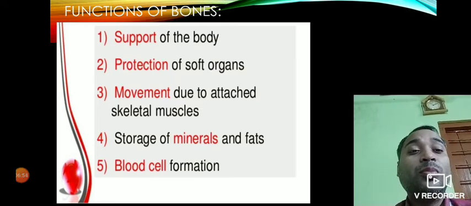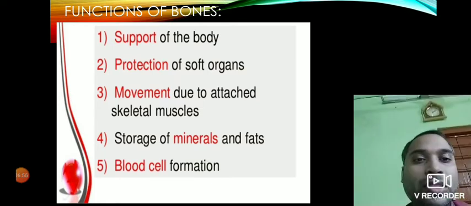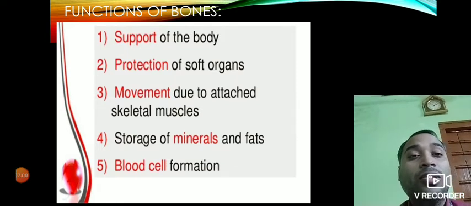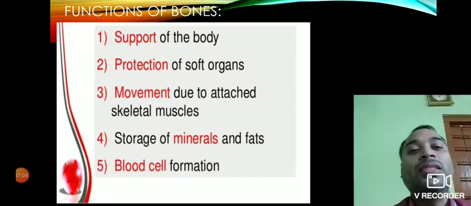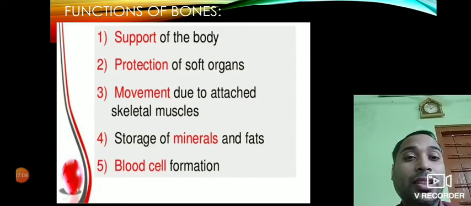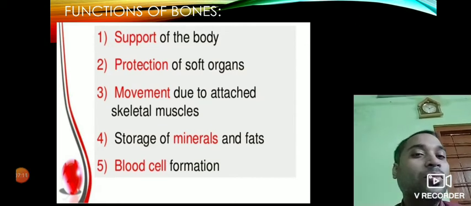Then it helps in movement. Bones, in coordination with the skeletal muscles, help us to move. Movement is due to the attached skeletal muscles. So in coordination with the muscles, the bones help us to move.